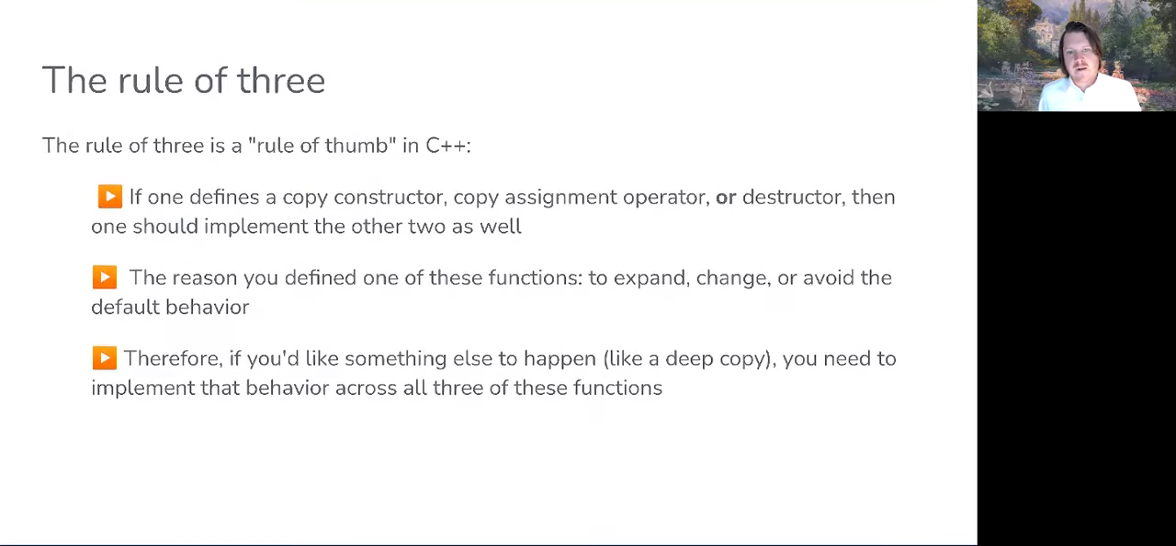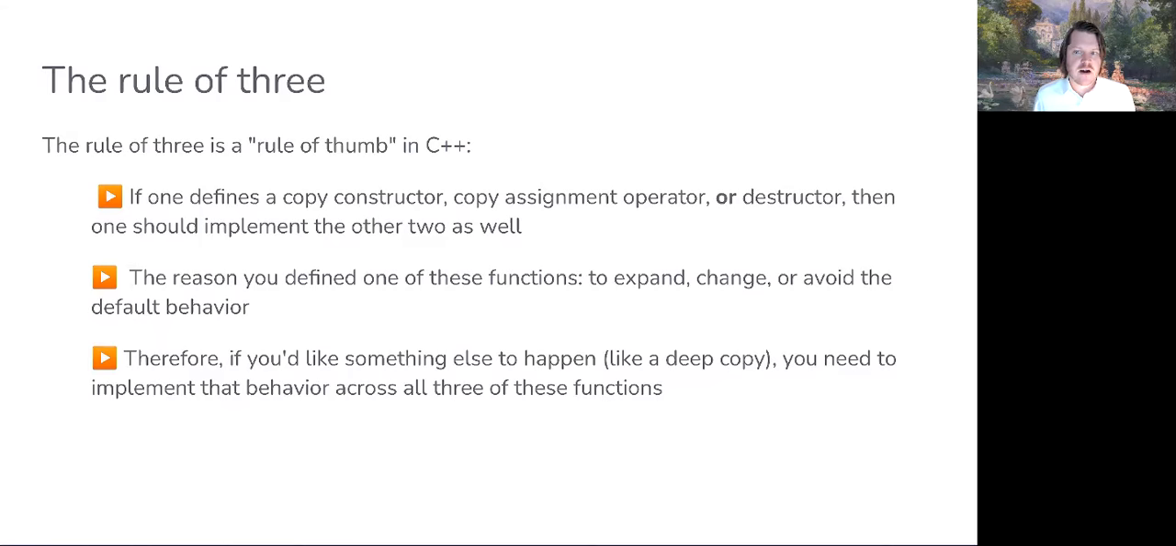Now, the rule of three has been around up to C++11. Thereafter, it transformed into the rule of five, which has come to include move semantics. If we cover move semantics in this class, it won't be until a bit later, so we'll use the rule of three until we have reason to do otherwise. So the rule of three is a rule of thumb in C++. If you define a copy constructor, a copy assignment operator, or a destructor, then you probably should implement the other two as well. So they kind of go together.